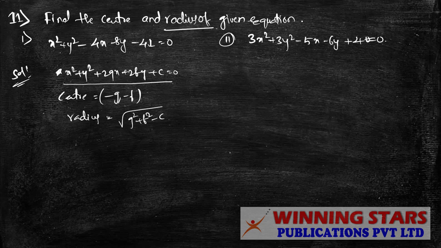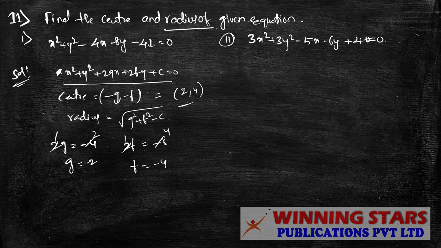So from this, here 2g is equal to minus 4, so g is equal to minus 2 here, and 2f is equal to minus 8, so f is equal to minus 4. And the center will become minus g comma minus f, so it will become 2 comma 4, because it is minus g, minus becomes plus, so it will become 2 comma 4.